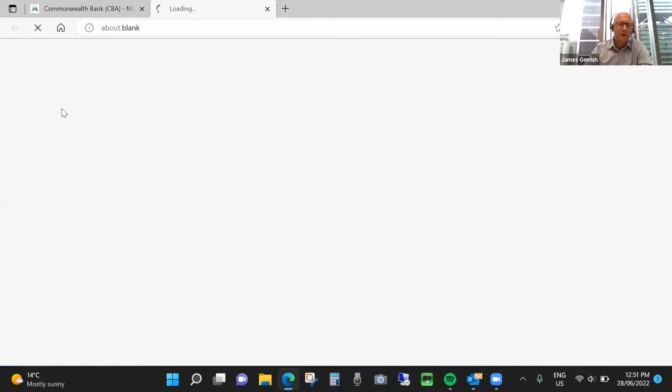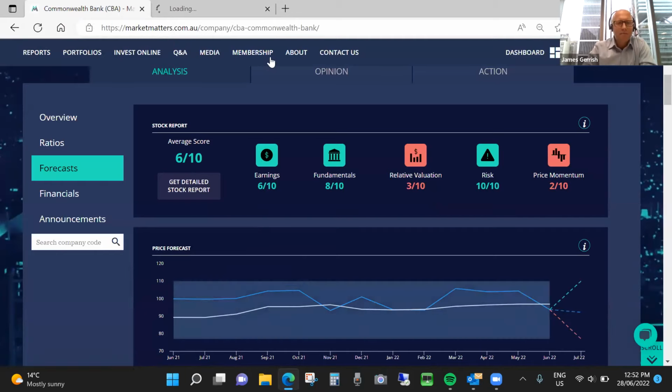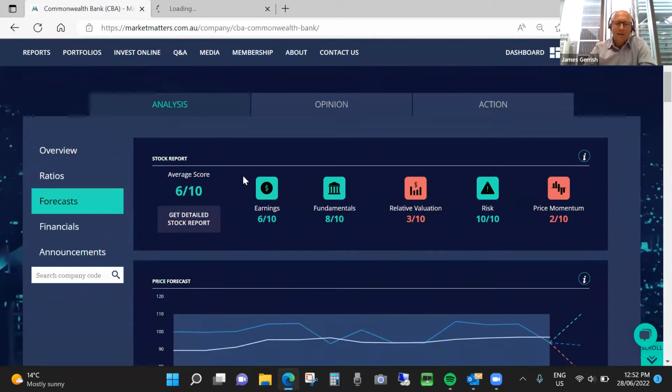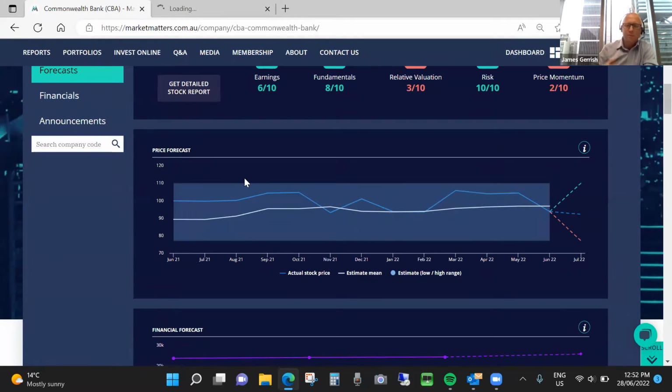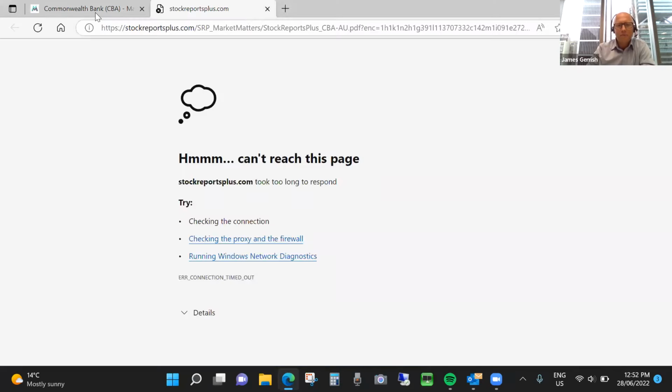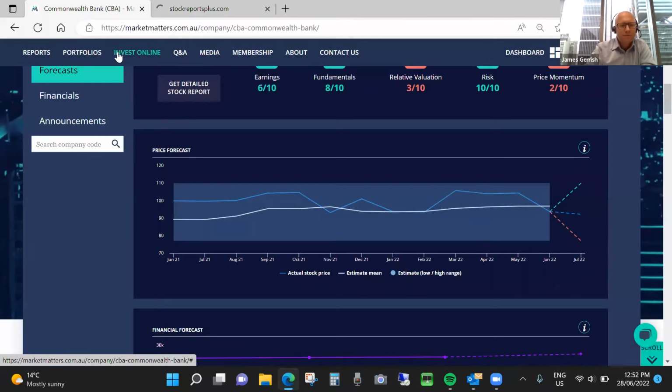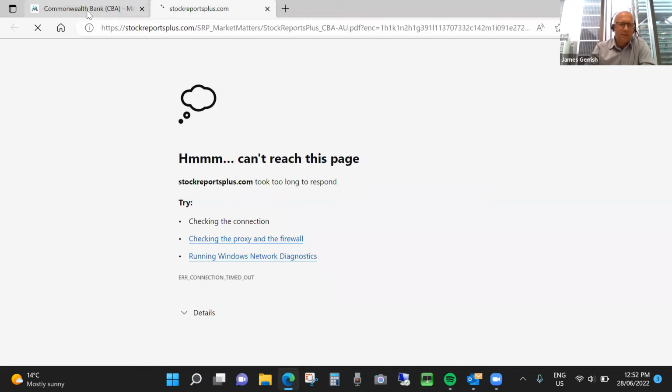So you download that report, it'll pop straight up for members on their dashboard. I've got a few things open at the moment, so when that loads, I'll go there shortly. But it gives you a PDF, a printable quantitative report. For some reason that didn't load. Not a great look. We'll see how that goes in a second.